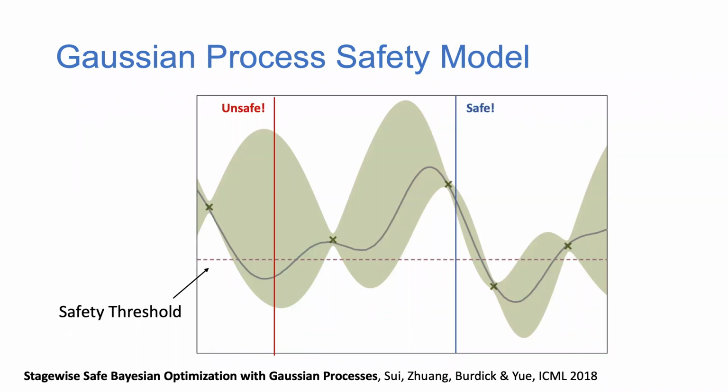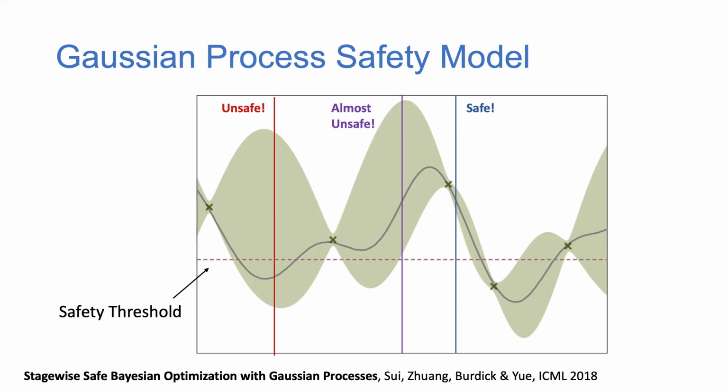Let's look at the action where that intersects the vertical blue line. In this action, the lower bound specifically of our Gaussian uncertainty is above the safety threshold. So no matter what the safety function value actually is, it's definitely above the safety threshold. So now we can certify with high probability, probably at least 95% or whatever your risk tolerance is, that this action is safe.